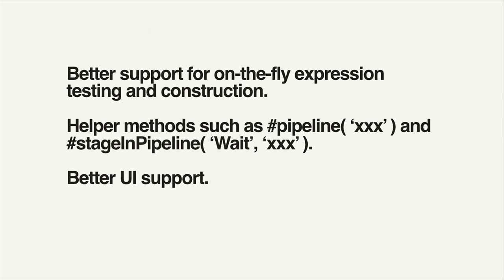Here's some things we'd like to do with pipeline expressions to make them better. Building them, debugging them, constructing them is fairly crappy right now. So we'd like to have a better tool to support you in crafting your pipeline and pointing them to things on the fly. We're thinking of better helper methods and better support in the UI in Spinnaker for this kind of functionality.